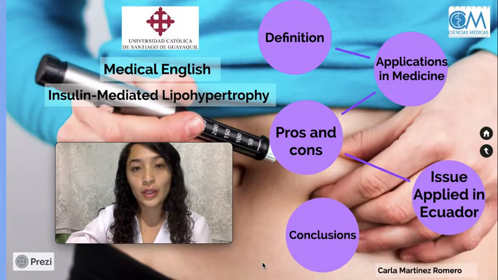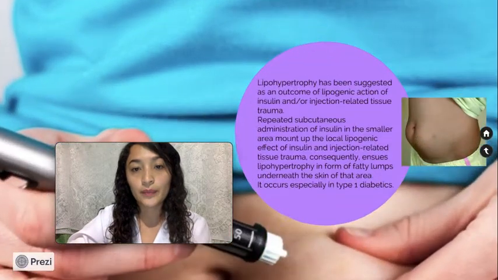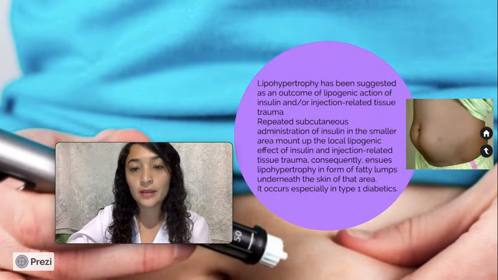I am going to talk about insulin-mediated lipohypertrophy. Definition: lipohypertrophy has been suggested as an outcome of the lipogenic action of insulin and/or injection-related tissue trauma. Repeated subcutaneous administration of insulin in a small area magnifies the local lipogenic effect of insulin and injection-related trauma. Consequently, insulin lipohypertrophy is an increase of fatty tissue underneath the skin of an area. It occurs especially in type 1 diabetics.